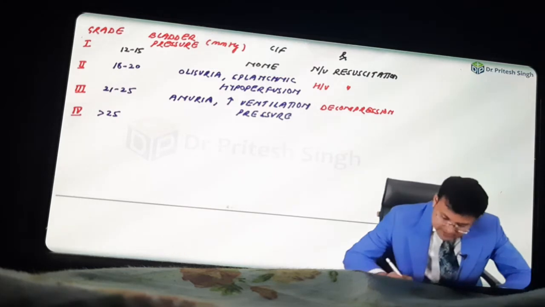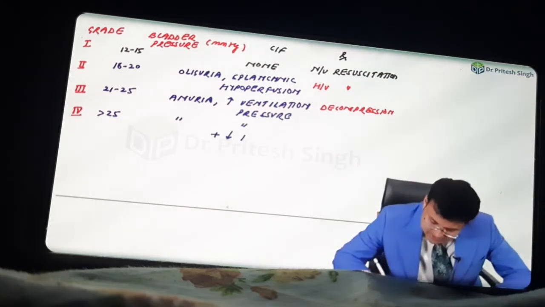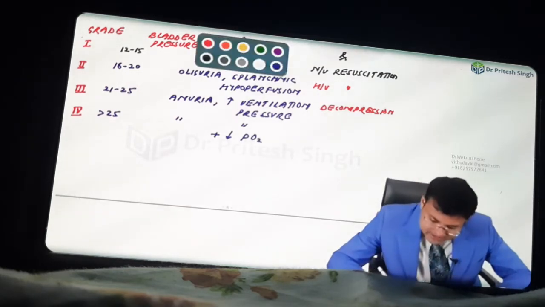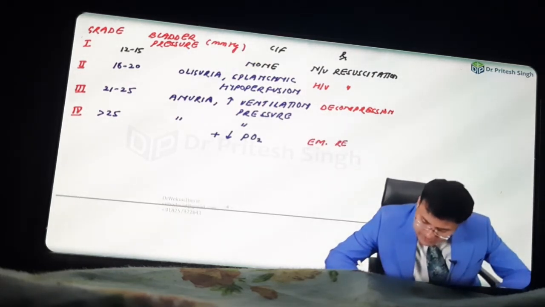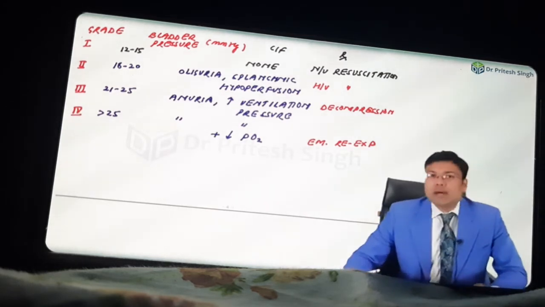And about grade 4, here, there is anuria, there is increased ventilation pressure. But additionally, apart from these two, there is decreased PO2. And here, emergency re-exploration should be done. So we have to go for emergency re-exploration. So these are the gradings, and this is how we are going to manage the patient of abdominal compartment syndrome.